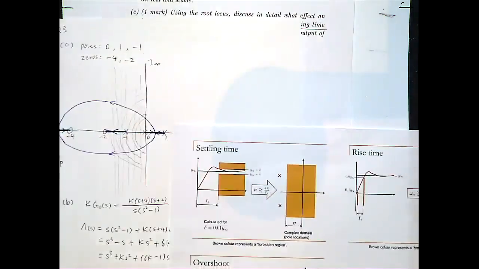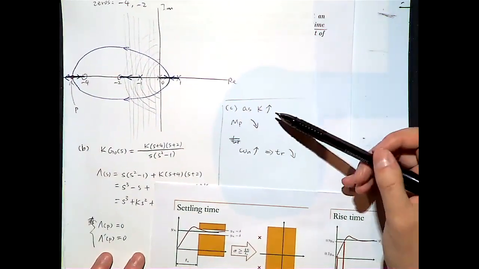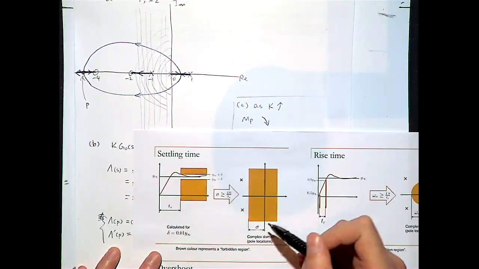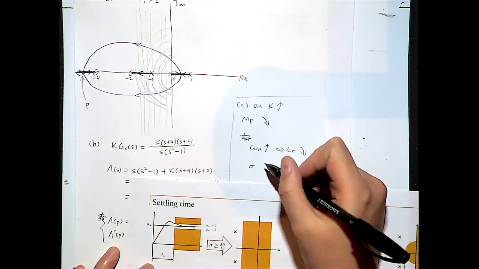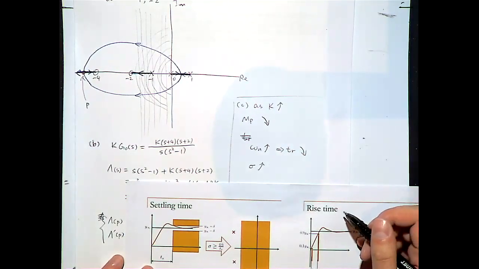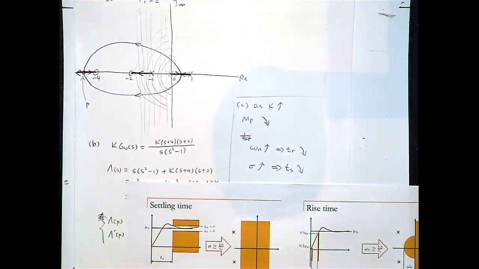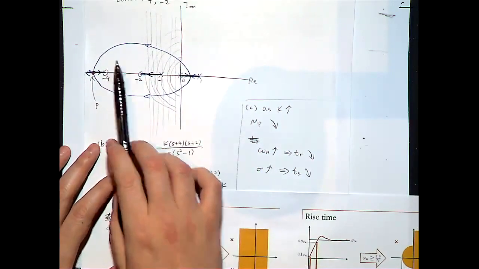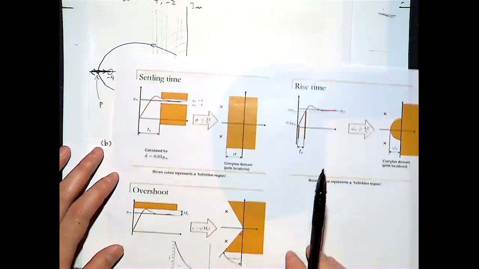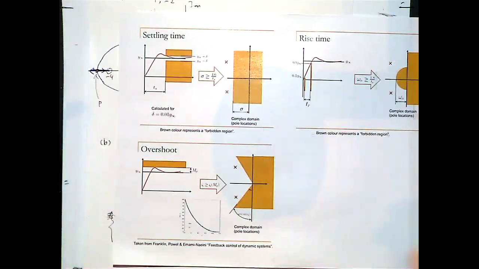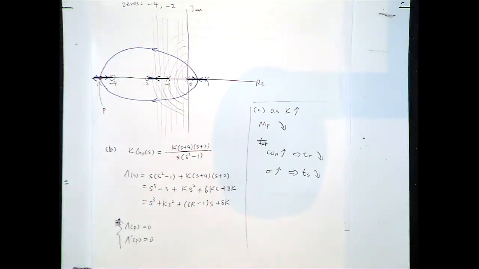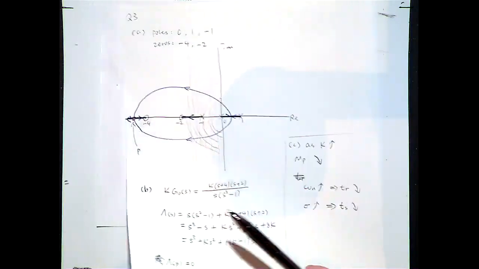So we know that as k increases, your sigma increases, right? And that corresponds to a decreasing settling time. Yes, you are looking at the stable part. If it's unstable, it makes no sense to discuss overshoot, settling time, rise time, right? Okay, so that's for question three.